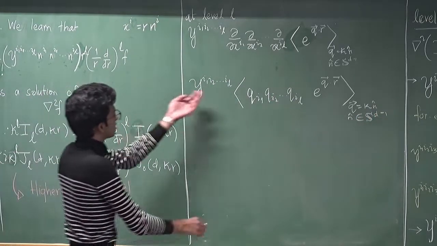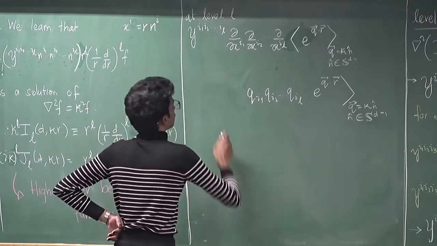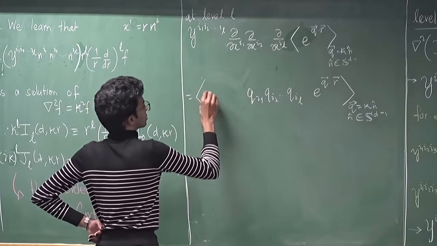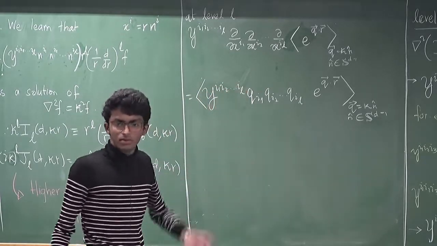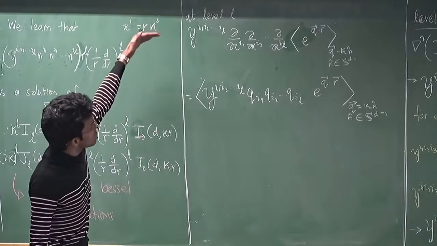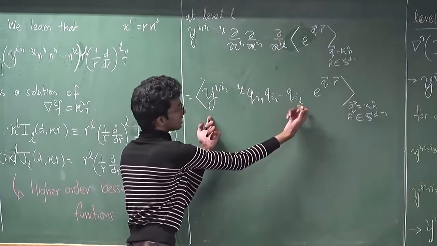Okay, and this is just a number. I can take it inside the spherical average and just write spherical average equal to spherical average of Y_{i1, i2, iL} times this. This is what I meant by modulation, right? Because the Lth level solution is again a spherical average, but it's just a modulated spherical average. You should modulate it by this thing.